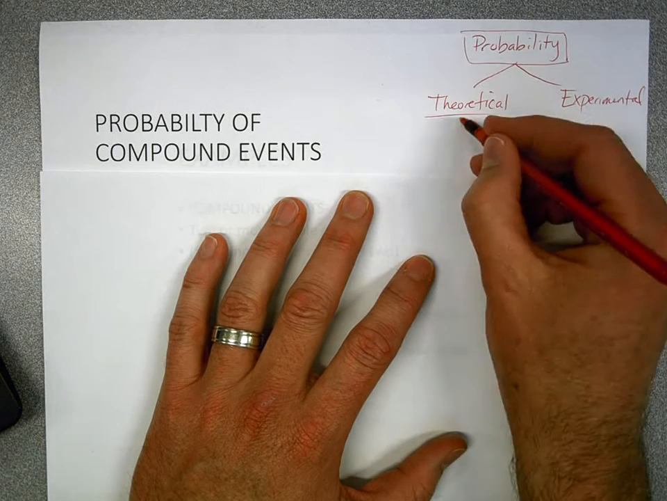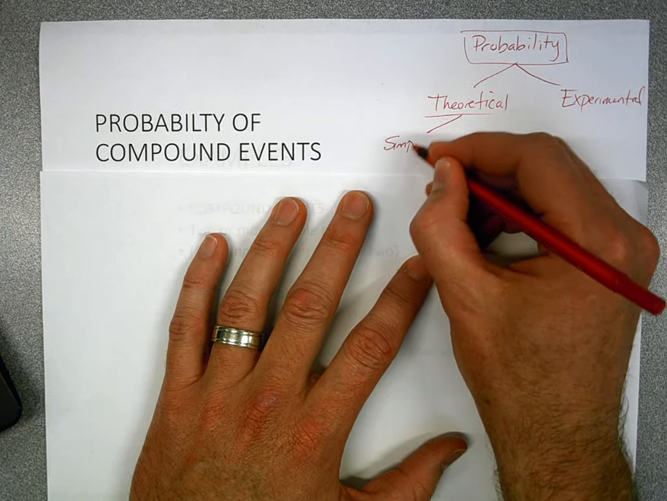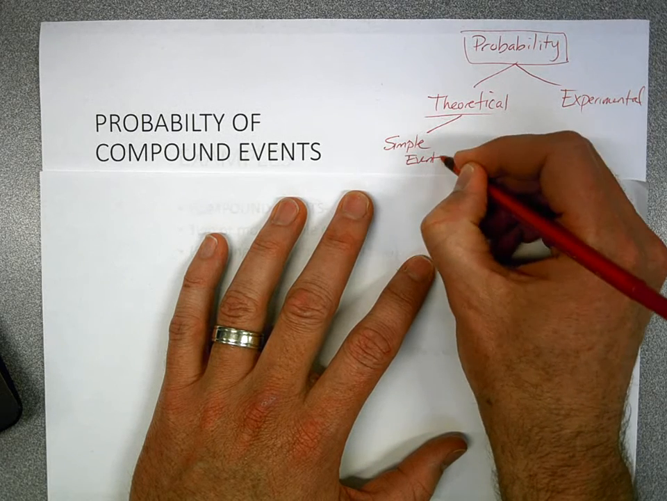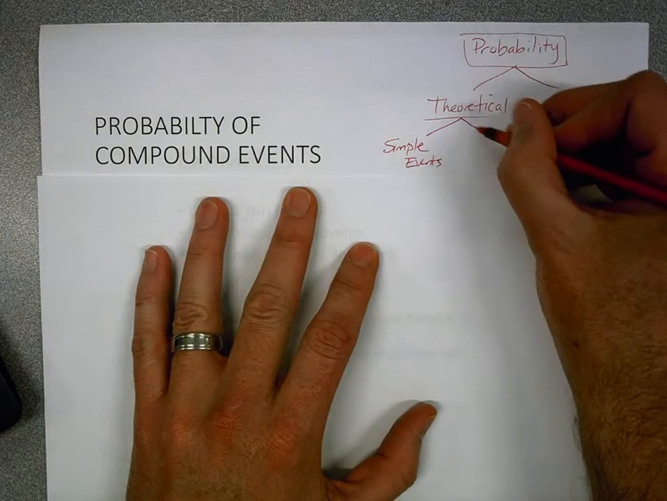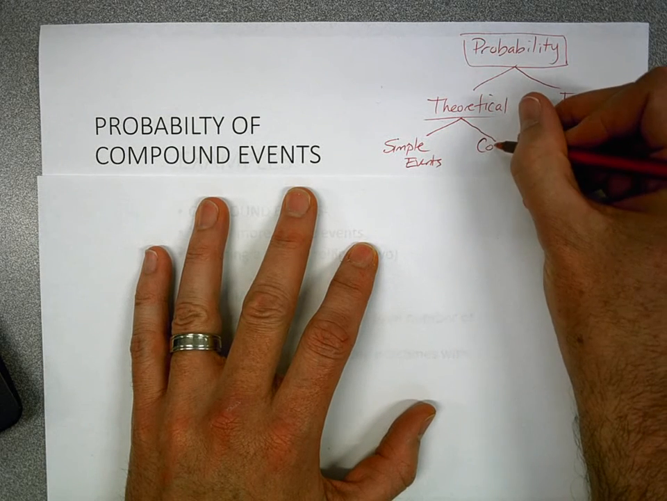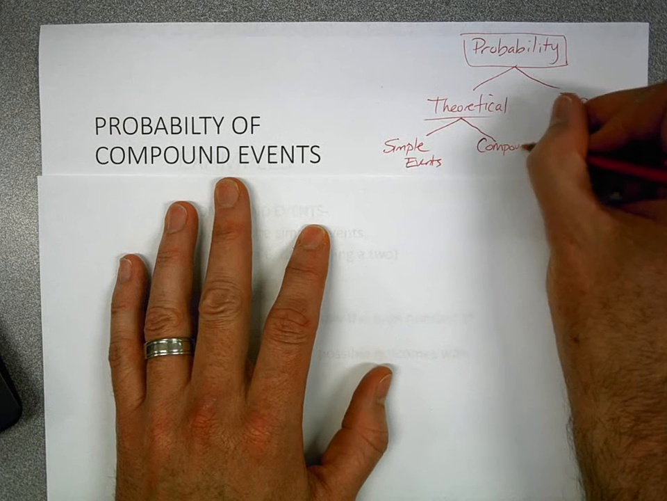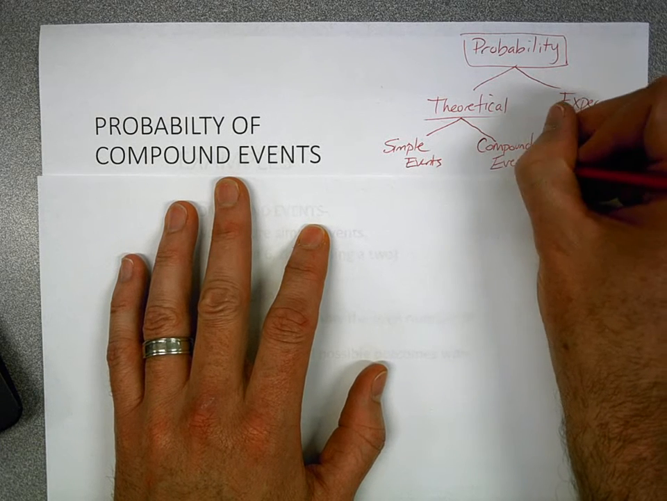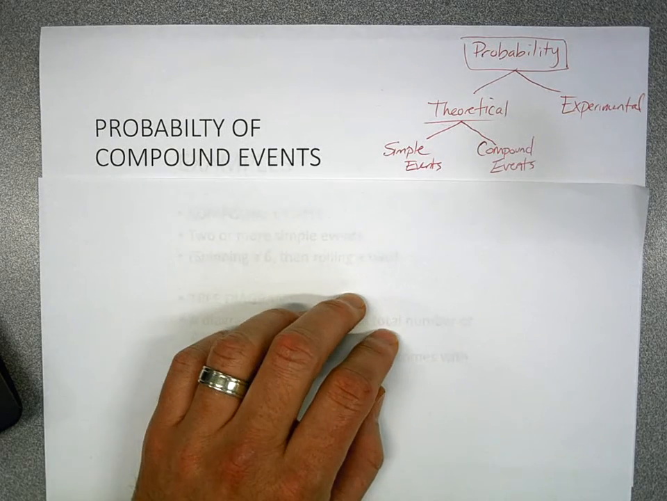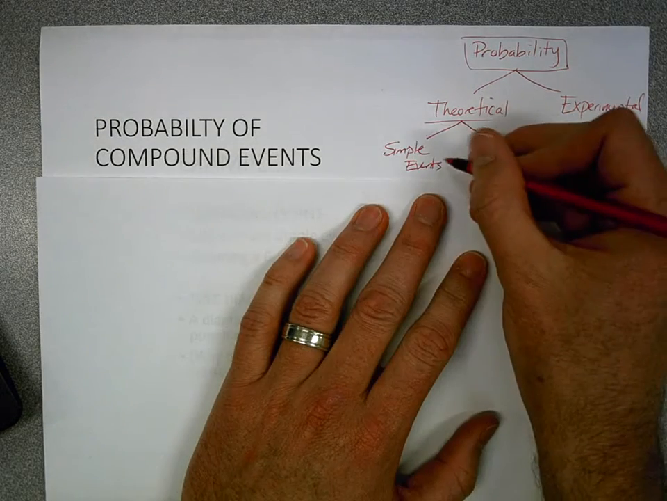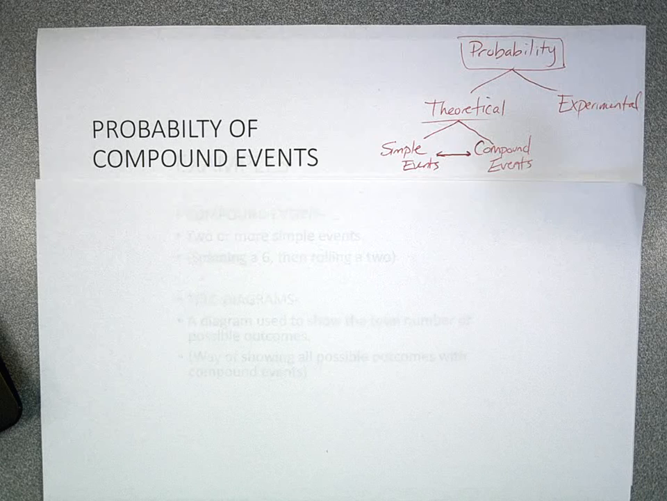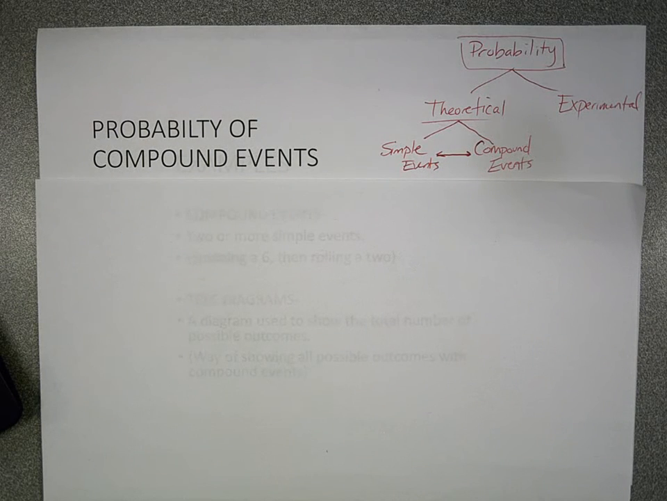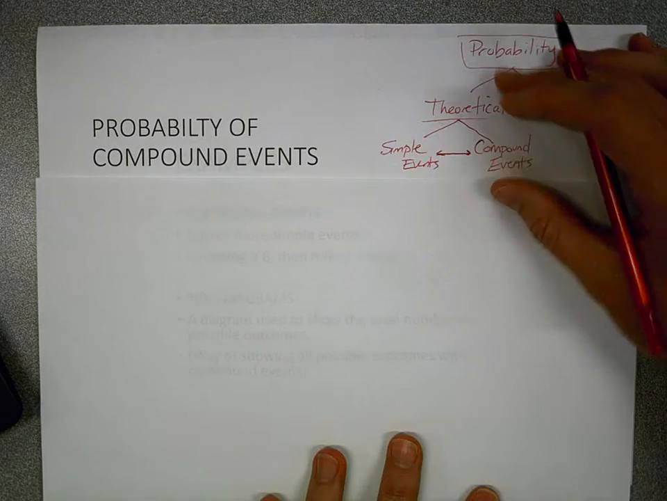Under the theoretical heading, we first learned about simple events. Well, compound events are also under the theoretical heading. So we're going back to theoretical just because it has more to do with actual math. In a weird way, you can connect the two because they are interrelated. You're going to see some simple events in the compound events part. That's what we're talking about: compound events.